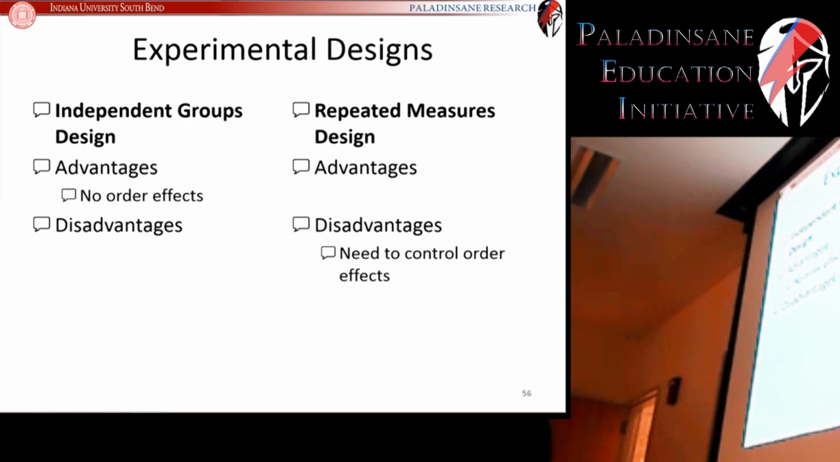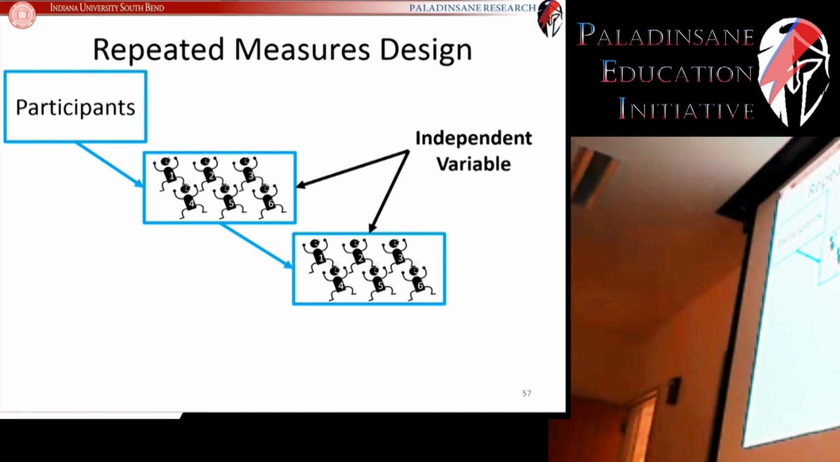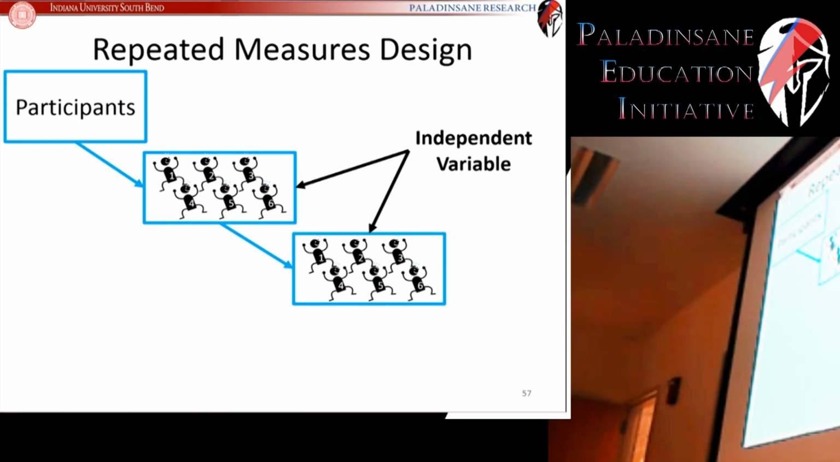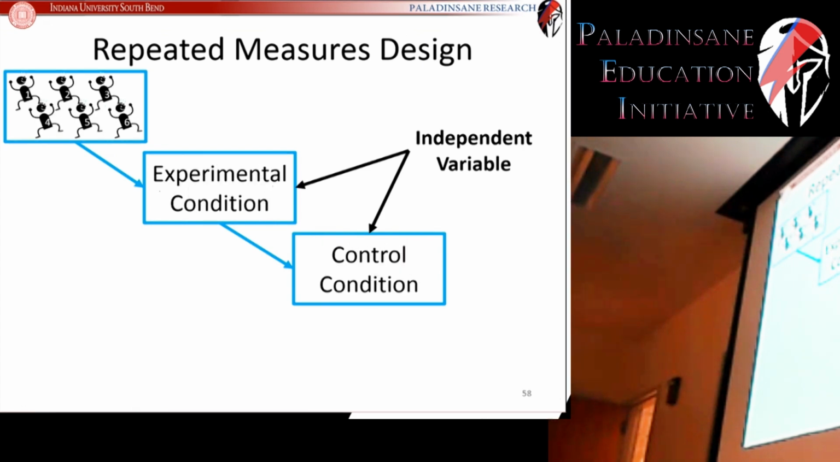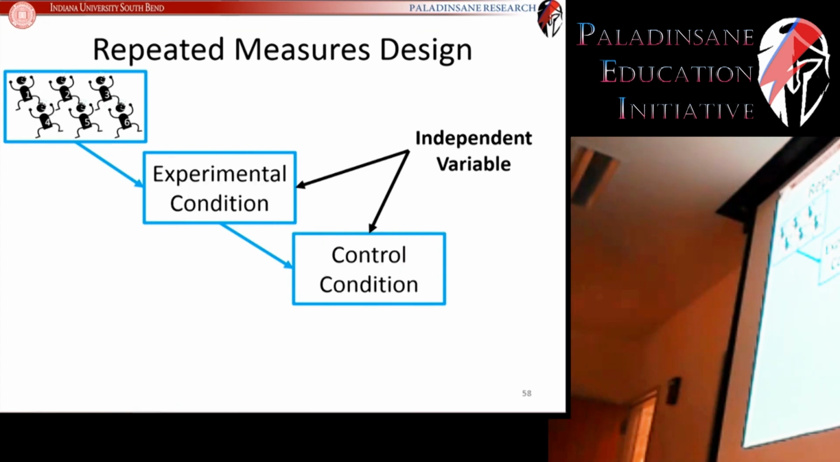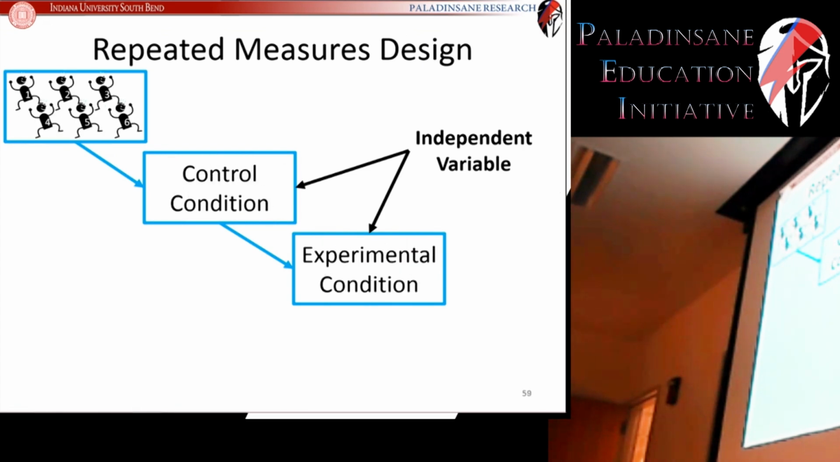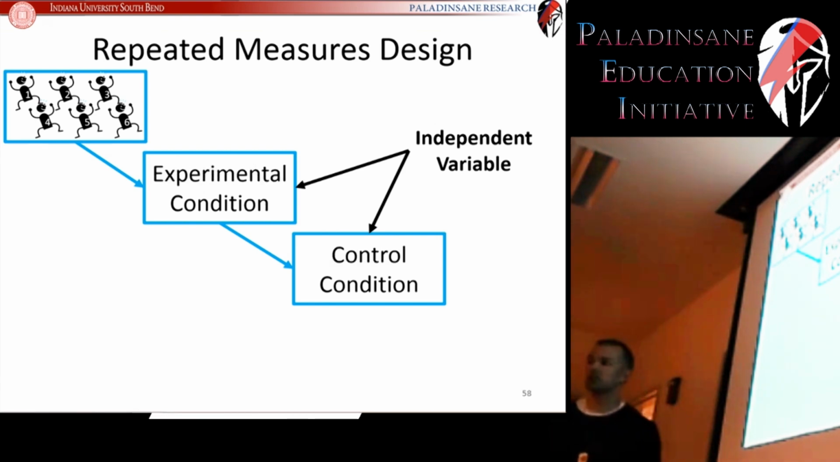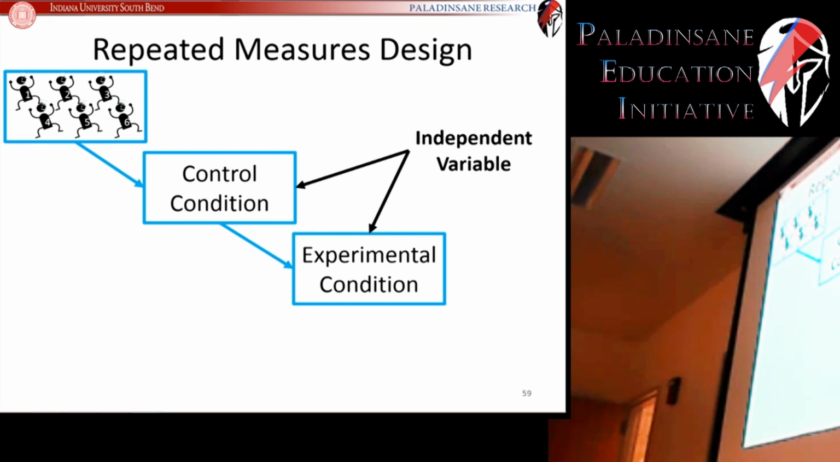On the downside for repeated measures, you need to control for order effects. As I just mentioned, you would not want to have everybody do the experimental condition first and then the control condition afterwards. You would want to make sure that you randomize the order of those two so that half of the subjects were in the experimental condition first and then the control condition. Half of the subjects were in the control condition first and then the experimental condition.